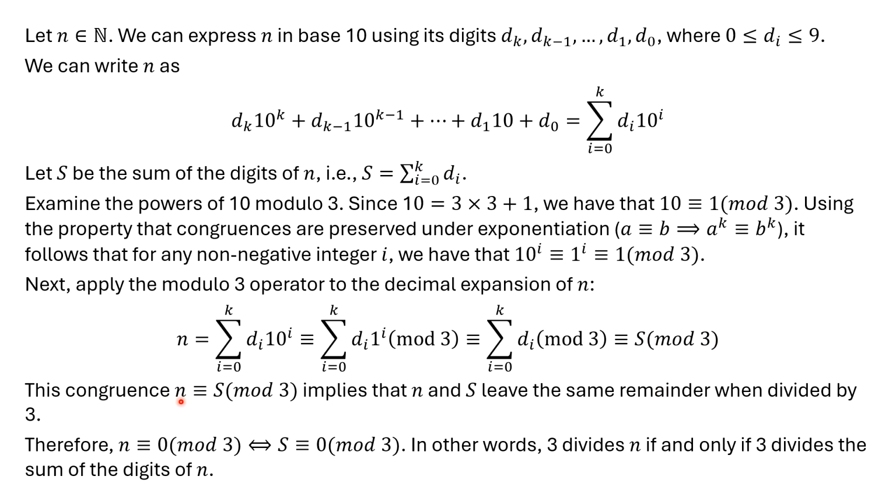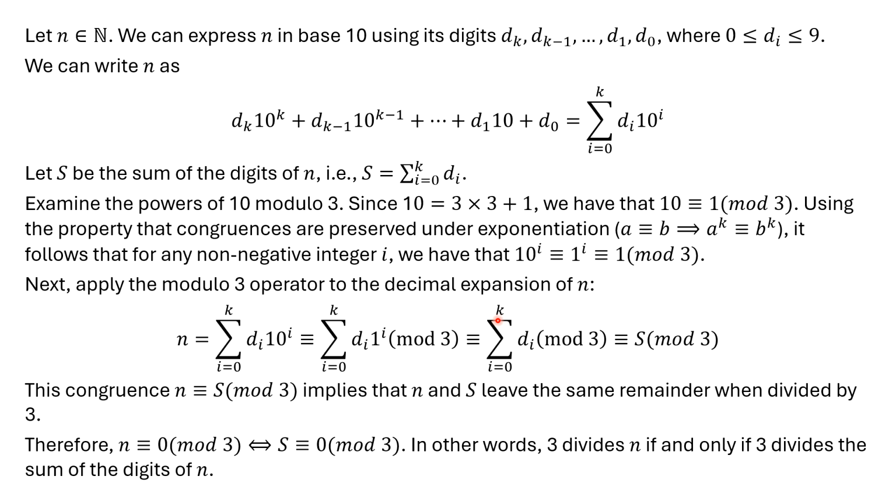This congruence, n congruent to s mod 3, implies that n and s have the same remainder when divided by 3. Therefore, n is congruent to 0 mod 3 if and only if s is congruent to 0 mod 3. In other words, 3 divides n if and only if 3 divides the sum of the digits. Okay, so that's kind of clever. It's been known for a long time, but it's an interesting result.